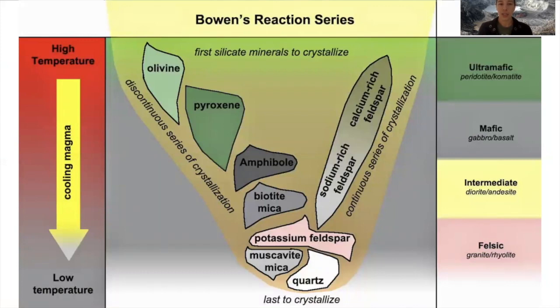Recalling Bowen's reaction series, we just looked at examples of shield volcanoes, which are primarily mafic, which means they're primarily made of basalt, composed of olivine, pyroxene, amphibole, and calcium-rich and some sodium-rich feldspars. Now we're going to move down into a cooler temperature magma, into an intermediate and more felsic composition melt.